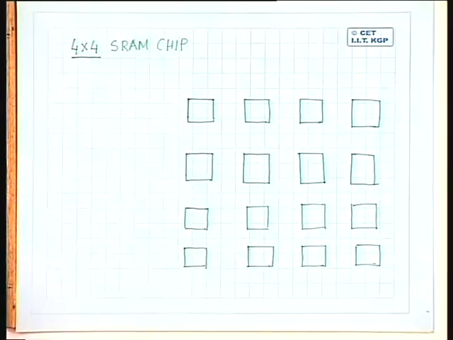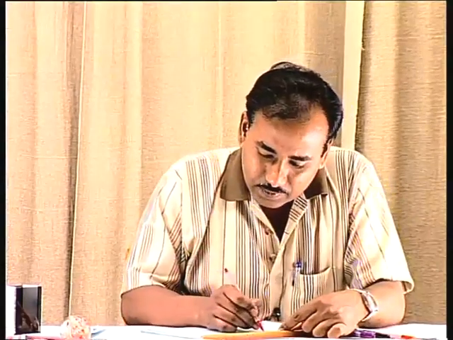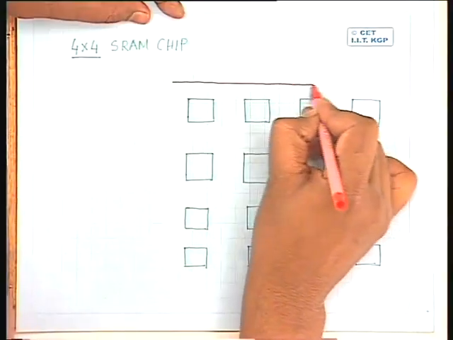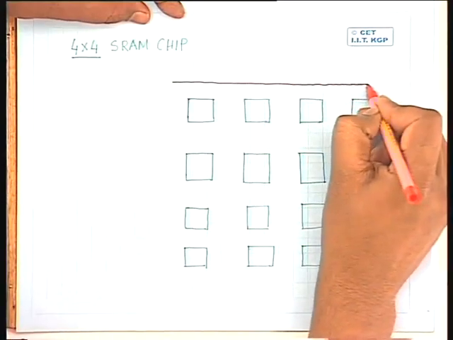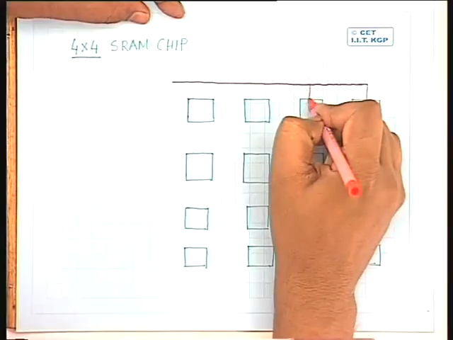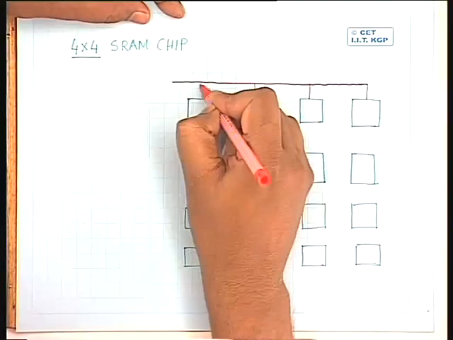Now whenever we select this memory for read or write, all the cells in a particular row have to be selected. So what we do is, let us connect the select inputs of all the cells in a row to a common line. So these are the select inputs.